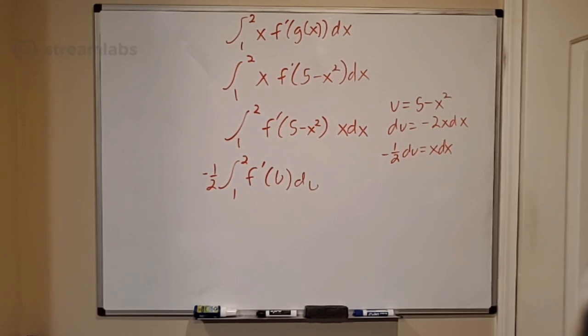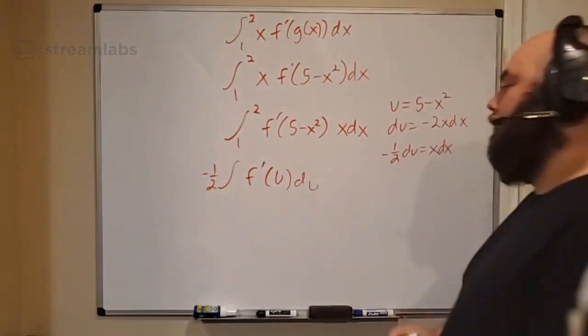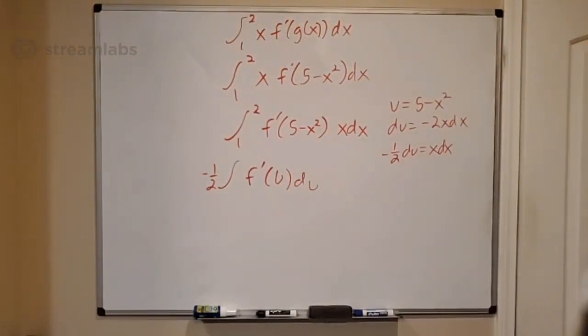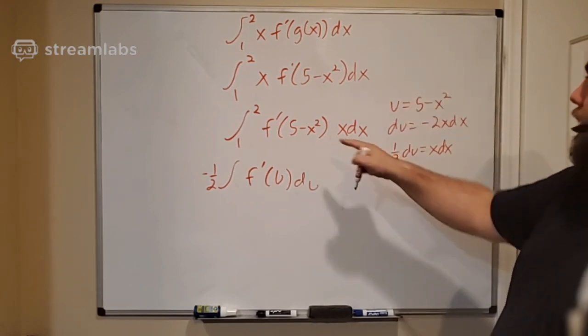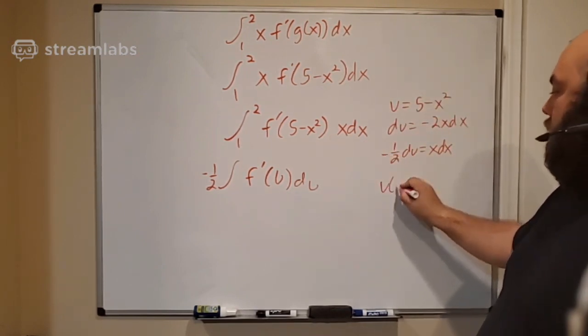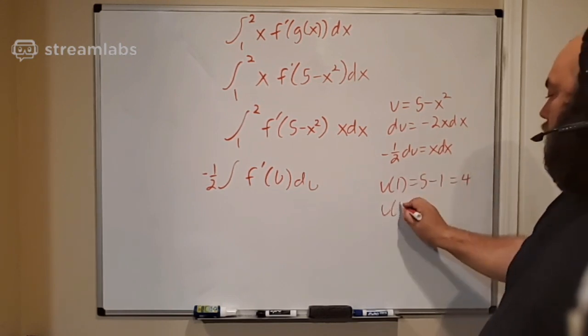So how do I do that? So how do I get my correct numbers for my bounds? You plug them into where you substituted the 5 minus x squared for u and get your u. Yep, so use your formula that you have right here. So you know x is 1, so u of 1 is equal to 5 minus 1, which is 4, and u of 2 is equal to 5 minus 4, which is 1.